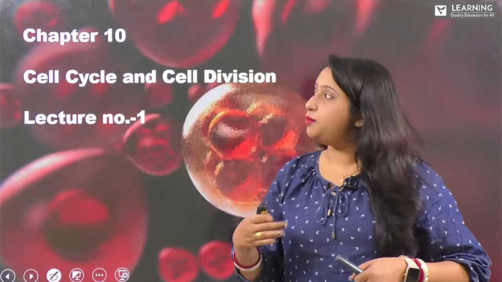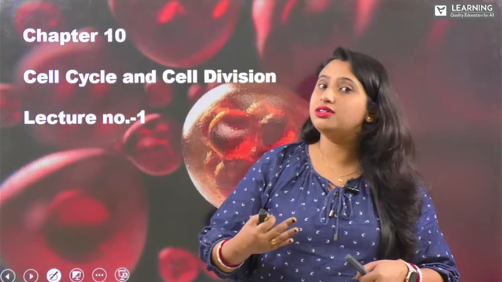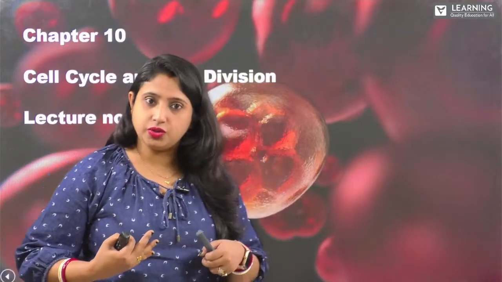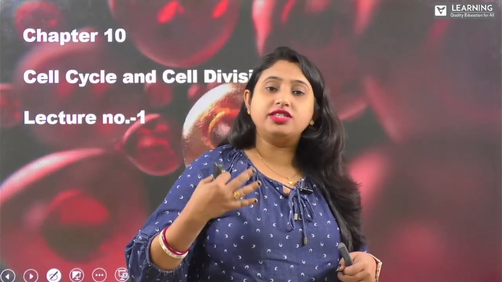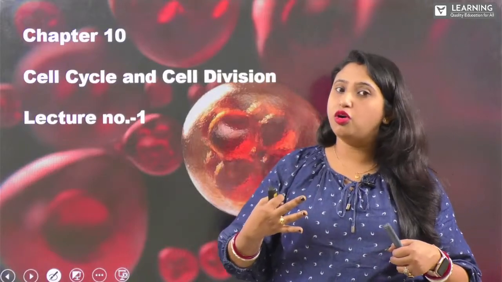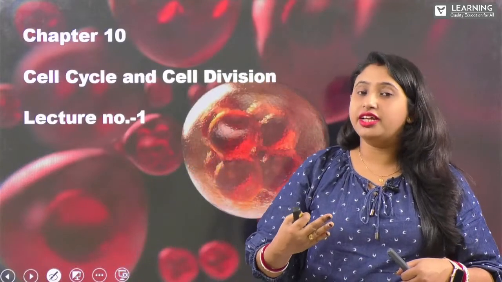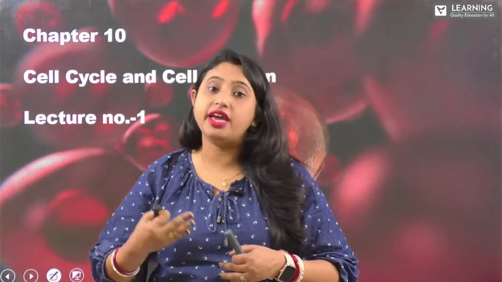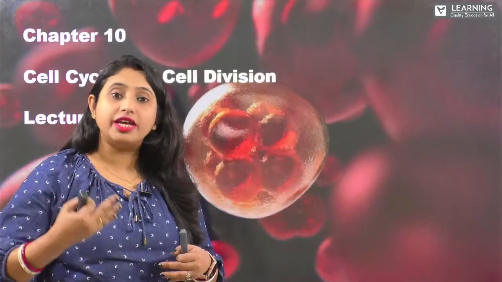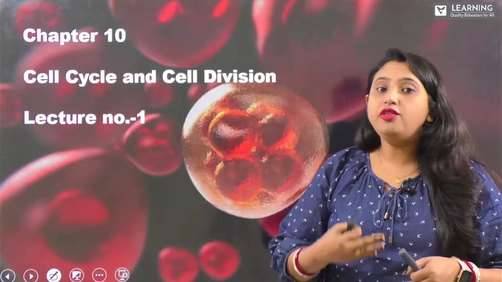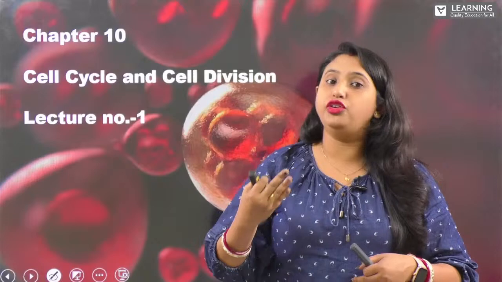Now, in this chapter, what you are going to learn is the cell cycle and cell division. How does the cell divide? Each and every cell in our body divides, and for the division, they need to complete one cycle. That is the sequential events which take place during the time of cell division. We call it a cell cycle, and you will be learning about cell division.